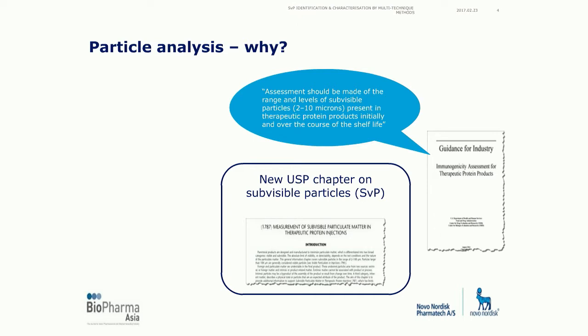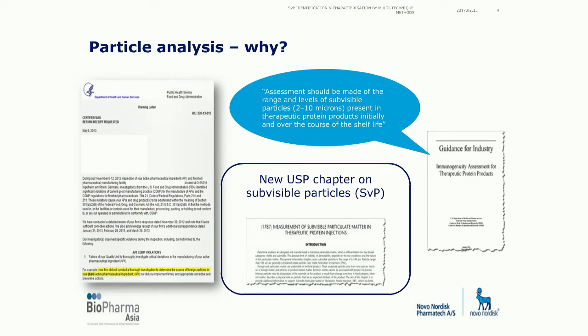Furthermore, we've also seen a new USP chapter being issued recently on how to analyze these particles. And I'm going to discuss with you more in detail later on the content of this USP chapter. And finally, we've also seen warning letters being issued over visible particles found in production batches. And this is most certainly something that you don't want as a pharmaceutical producer. So this is a strong indicator that we need to look into particle analysis.